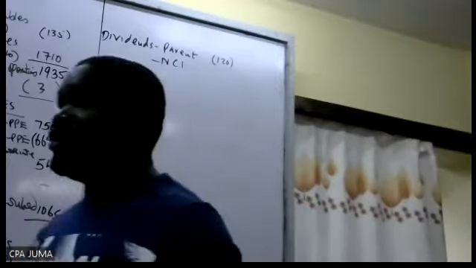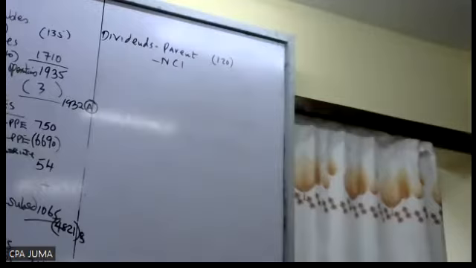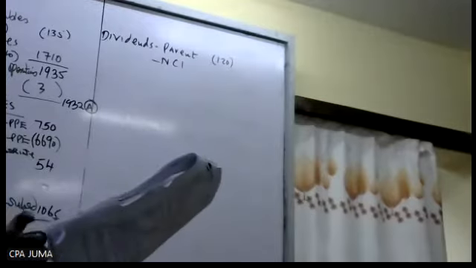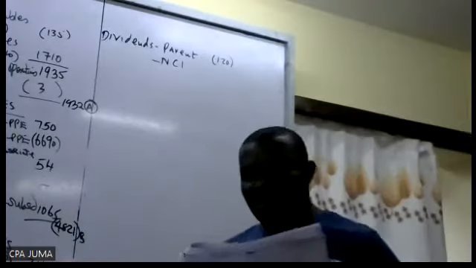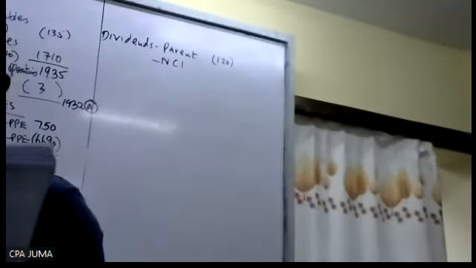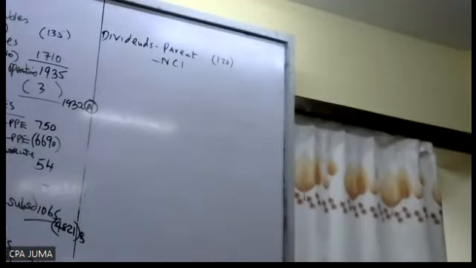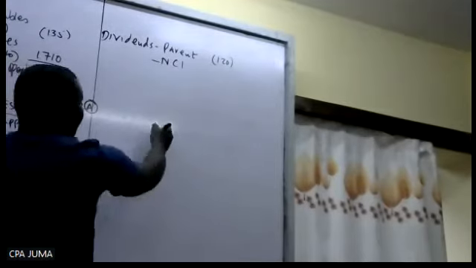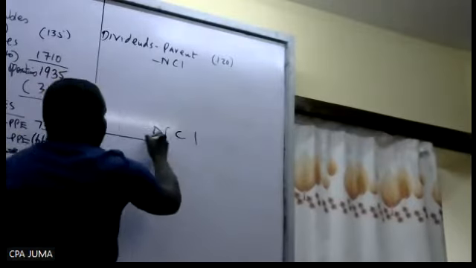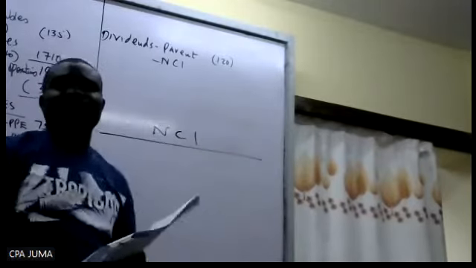So for NCI, we were not given. So do the same, the way I've told you for retained earnings, but now you check the NCI. So go back to equity. The last item under equity is what? Shareholders' funds attributable to non-controlling interest. So let's have a working outside there for NCI.